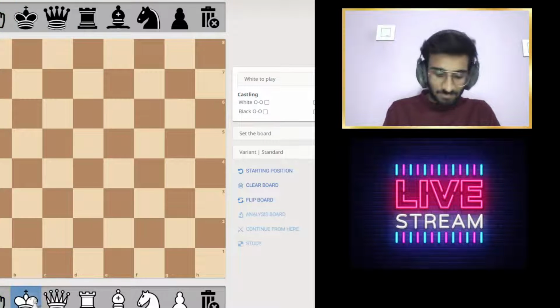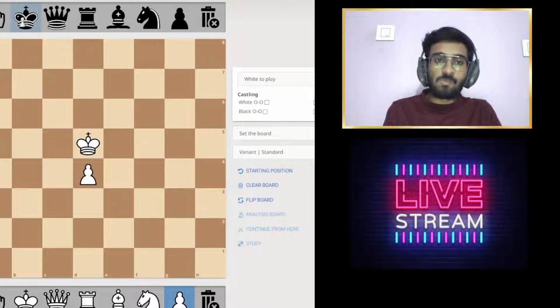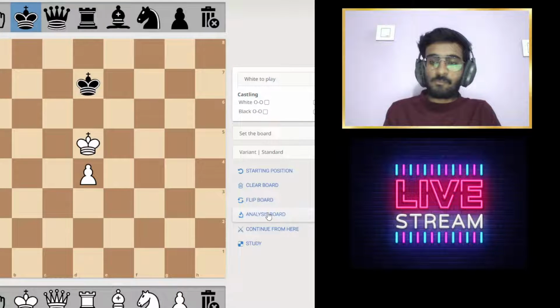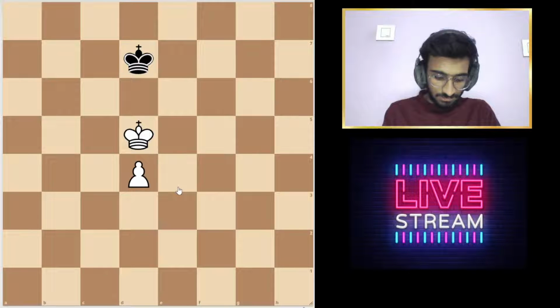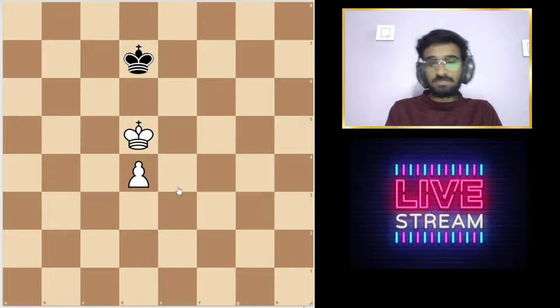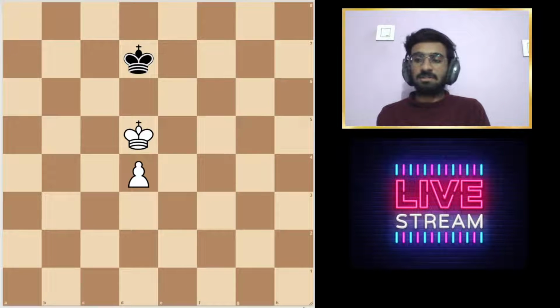Next position we will do. Now it's a trick question. Is white winning, or is it a draw? What do you think?